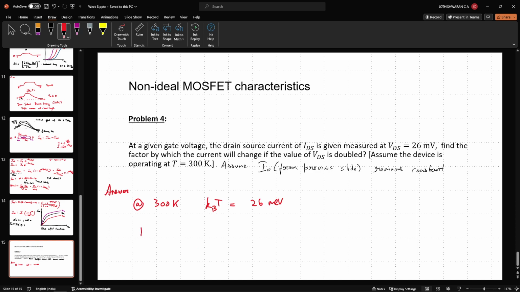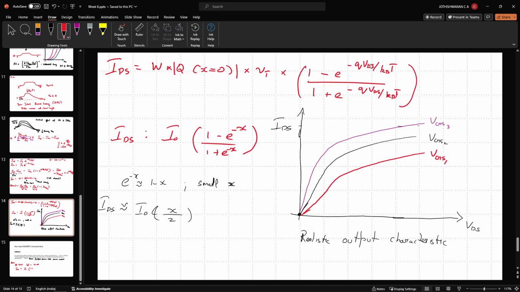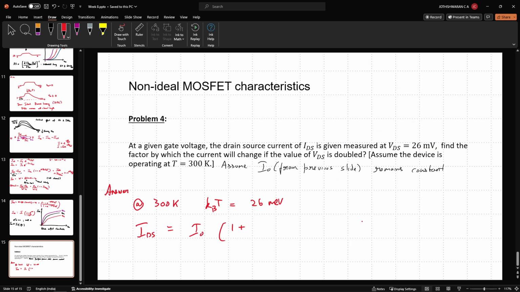So IDS that we are initially measuring is equal to I naught into 1 plus... So this whole quantity from our previous equation is going to become 1, because this is 26 milli electron volt and this is 26 milli electron volt. So this is going to be 1 minus e divided by 1 plus e. 1 minus e divided by 1 plus e.